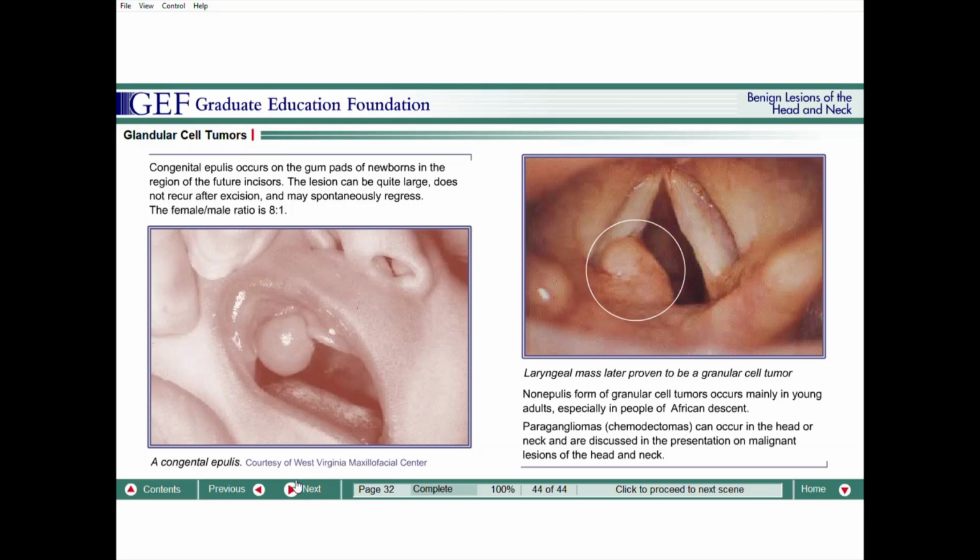Paragangliomas, chemodectomas, can occur in the head or neck and are discussed in the presentation on malignant lesions of the head and neck.